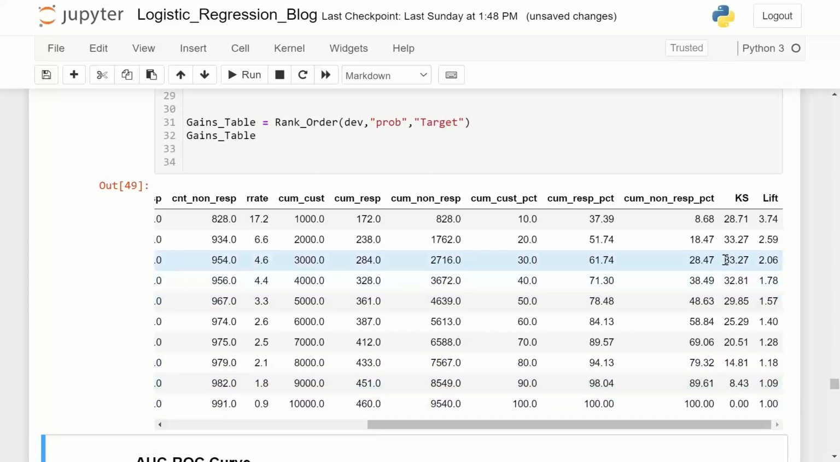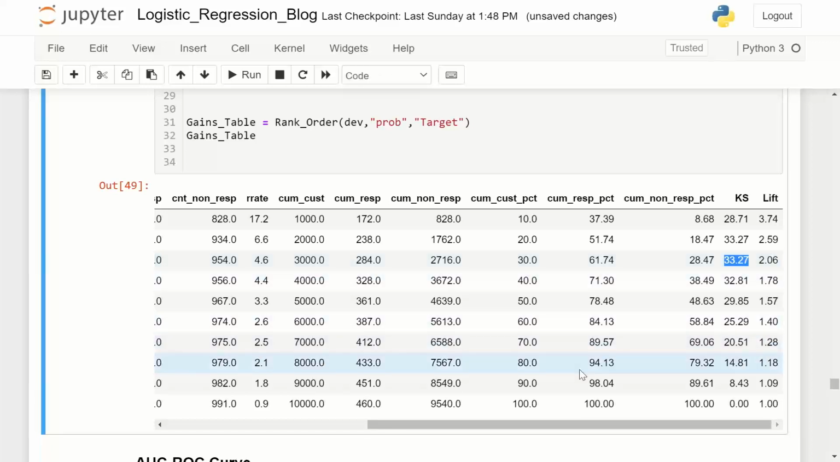My KS has now increased to 33.27. If your model has changed, you should again focus on your rank ordering of the response rate: 17.2, 6.6, 4.6, 4.4, 3.3, 2.6, 2.5, 2.1, 1.8 and 0.9. Rank ordering has improved. My lift earlier was around 3.2. This time my lift is around 3.74.